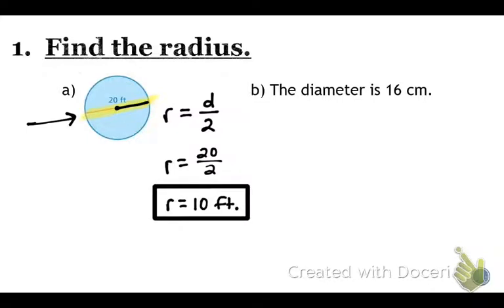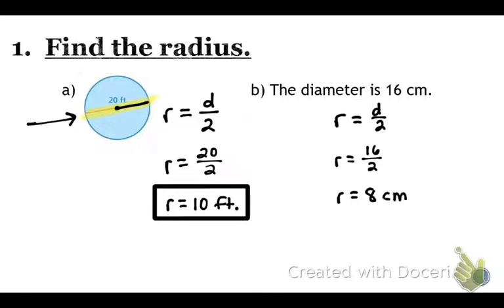This one just has words, not a picture. The diameter is 16 centimeters. So let's start with our little formula. R equals D divided by 2. What do I know? My diameter or my radius? Diameter. So I'm going to put R equals, what's my diameter? 16. 16 divided by 2. Guys, what's half of 16? 8. Does that make sense?